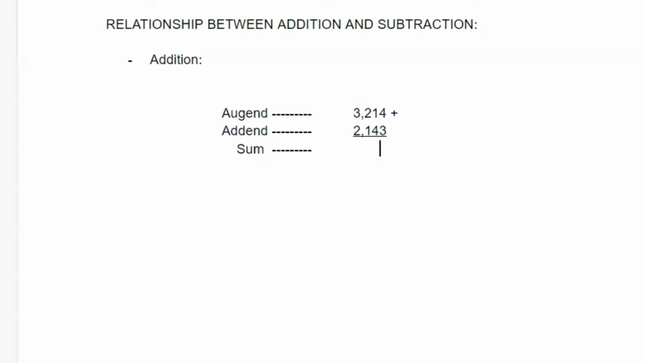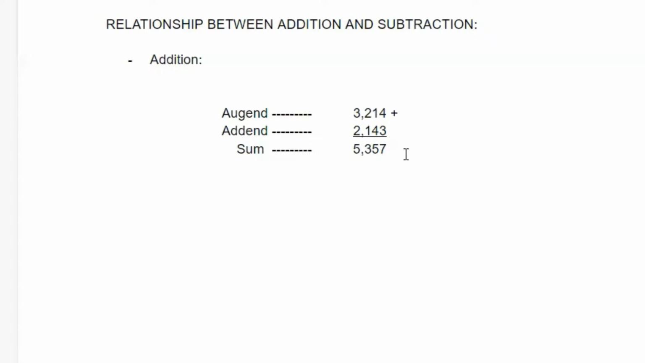4 plus 3, 7, right? Yes. And then 1 plus 4, in the tens place, 5. Then 2 plus 1, 3. And finally 3 plus 2, 5. Okay, so we got the sum 5,357.